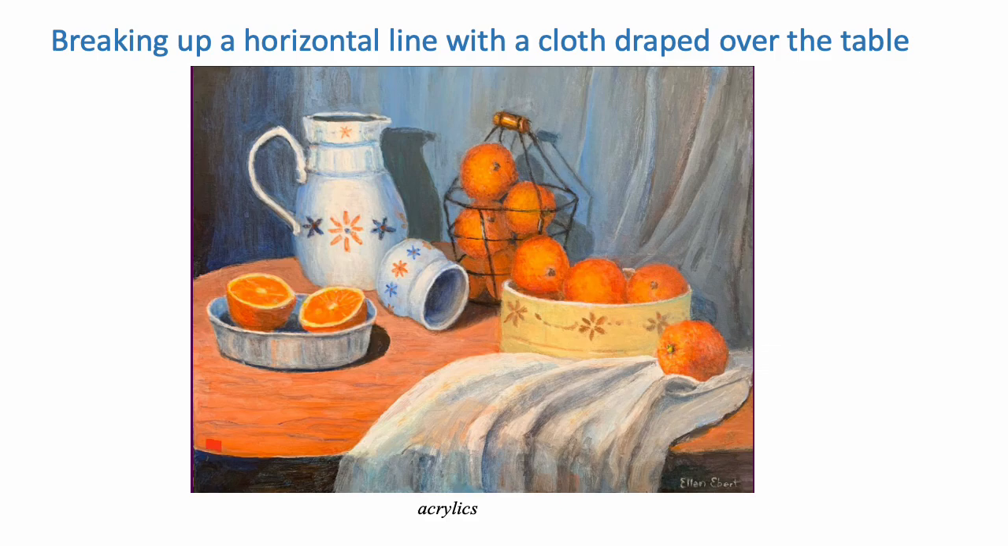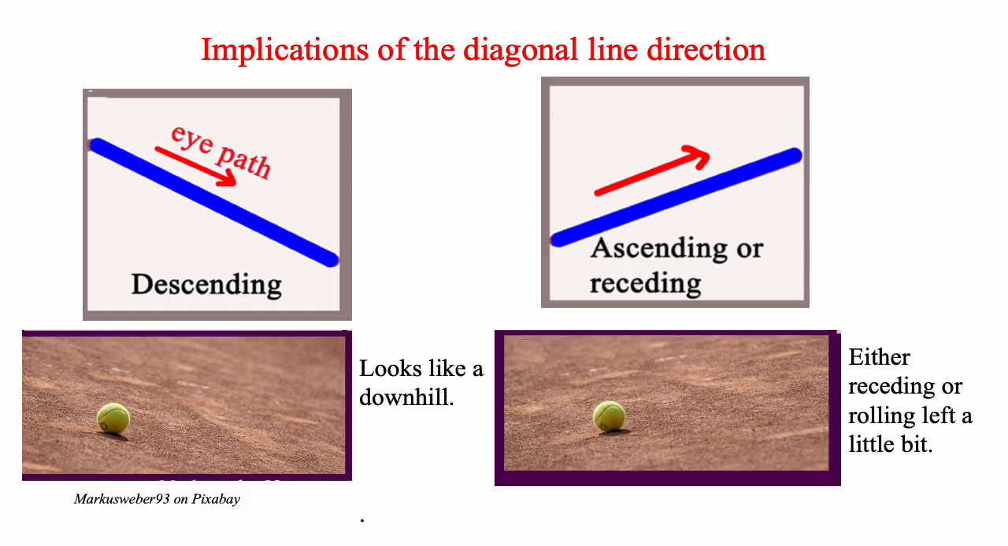A common way to break up a horizontal line, like a table in a still life, is to drape a cloth over it, usually toward the right. We make certain assumptions when we see a line, so we interpret this line as going downhill since that's the left to right reading. We're less likely to see it as an uphill with a right to left reading or a path going into the distance toward the left.